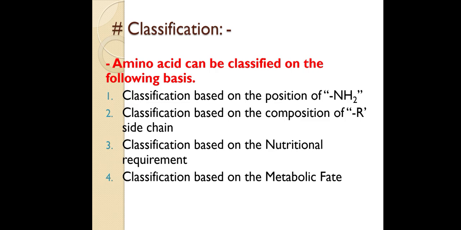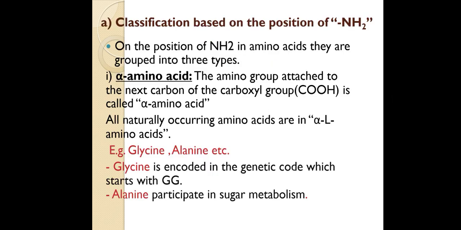Amino acids can be classified on the following bases. The first basis is the position of the amino group. Classification based on composition of the R side chain. Classification based on nutritional requirement. Classification based on the metabolic fate.